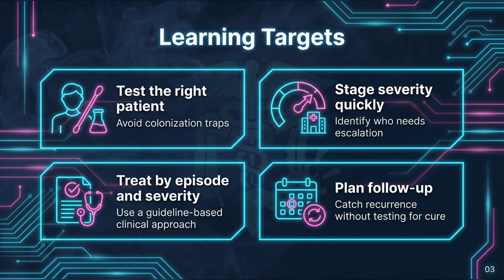By the end, you should be able to decide who should be tested, classify severity without overcomplicating it, select a treatment path based on severity and whether this is an initial or recurrent episode, and create a discharge plan that anticipates recurrence without reflexively ordering a test of cure.